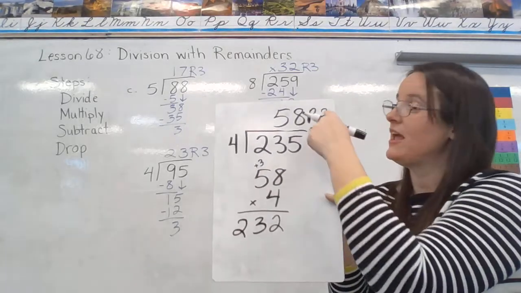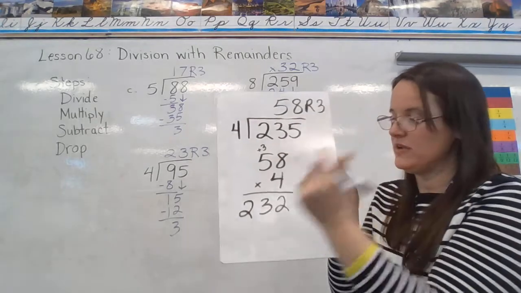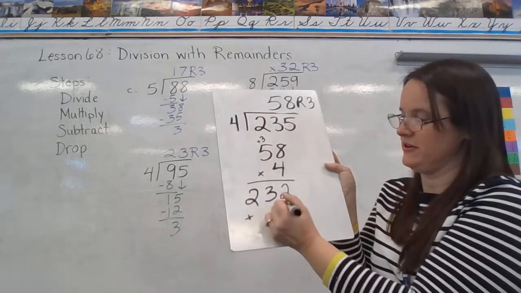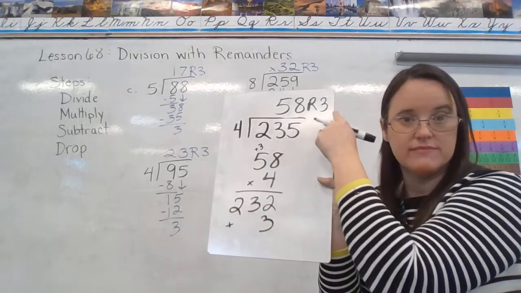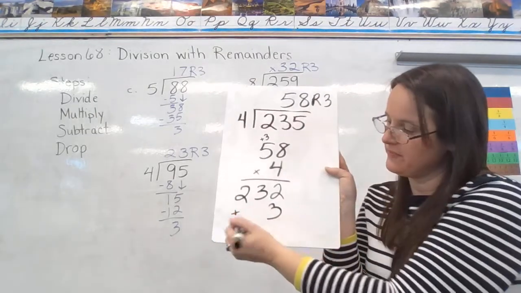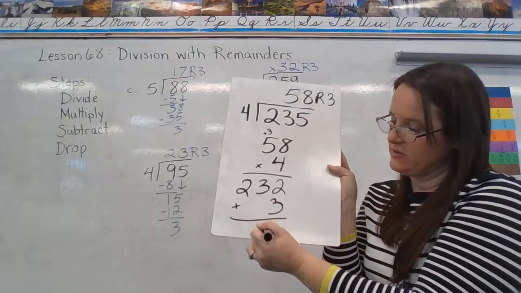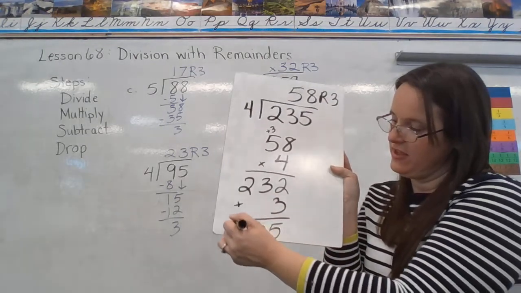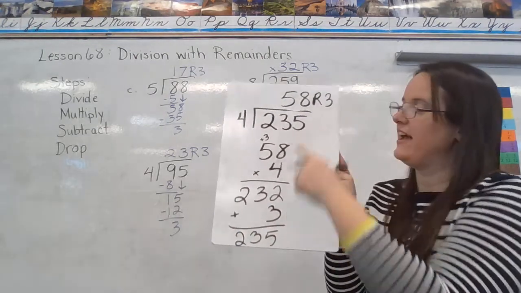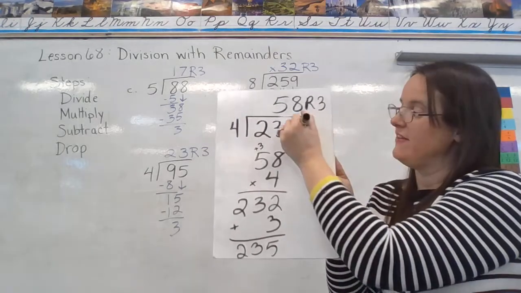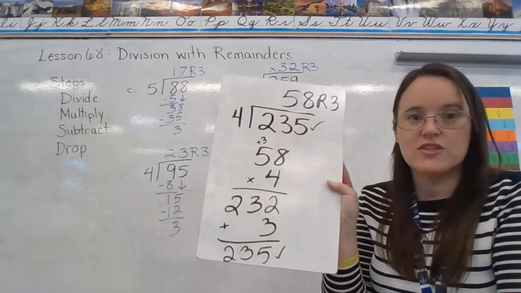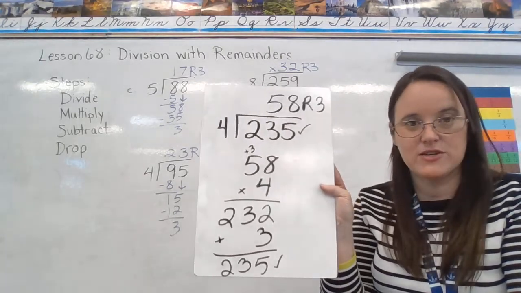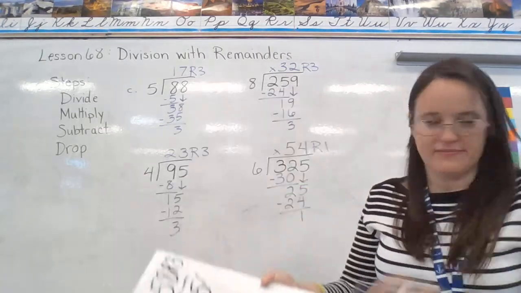But remember, there was a remainder. So here's how we account for the remainder. We have to add those 3 leftover items, whatever they were. So 2 plus 3 is 5. So we have 235. 235, those numbers match, which means she was correct. She got the right answer when she divided this.